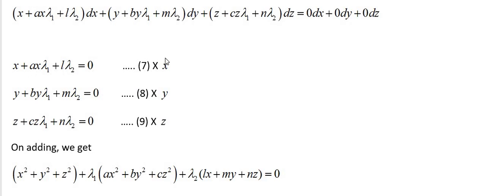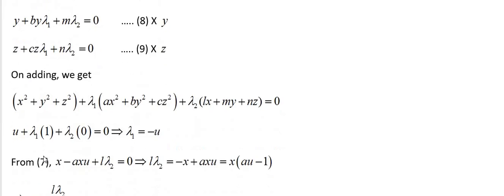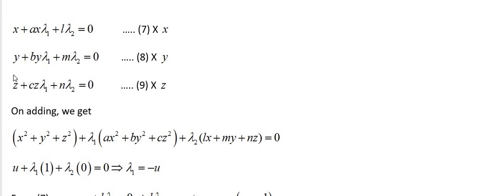I multiply equation 1 with x, equation 2 with y, equation 3 with z. After that, add. Observe, x becomes x square, y becomes y square, z becomes z square. Plus, again lambda 1 into ax: multiplication with x means ax square, by into y means by square, cz into z means cz square. Plus lambda 2 is common: L into x plus m into y plus n into z is equal to 0.